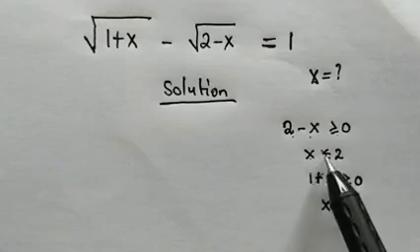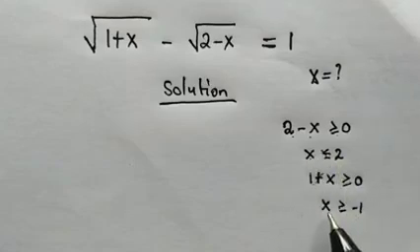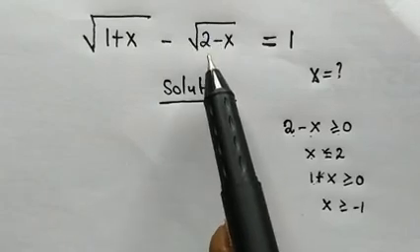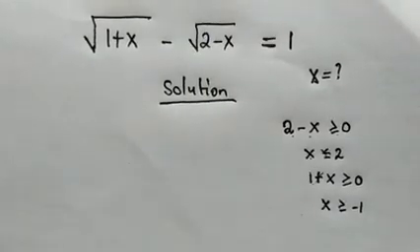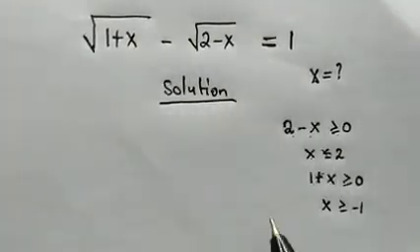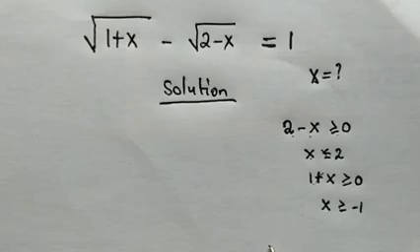So here we find out that x is less than or equal to 2, and here x is greater than or equal to -1. If you plug in -1 here, that will not give you a solution, right? And if you plug in 2, that will also not give us a solution. So we'll be expecting x to be a positive value, right?